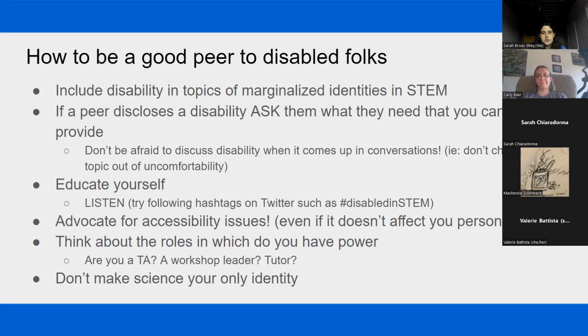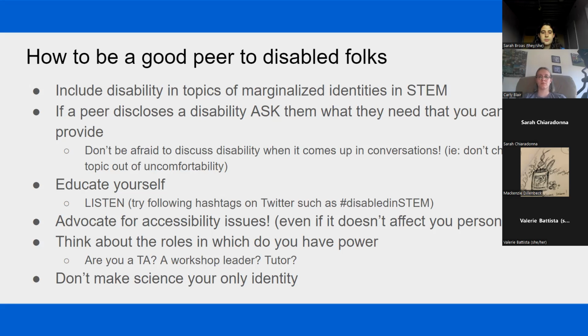Advocate for accessibility issues, even if it doesn't affect you personally. And here's a crucial one. You might think that as an undergraduate, you don't have a lot of power in influencing how accessible STEM is, but that's not necessarily true. You can think about the roles in which you do have power, which is, are you a TA? Are you a workshop leader? Are you a tutor? Even those small jobs where you might not be a full professor can make a huge difference in terms of accessibility. I know that my TAs have been incredibly helpful in making content more accessible for me, and don't overlook that.